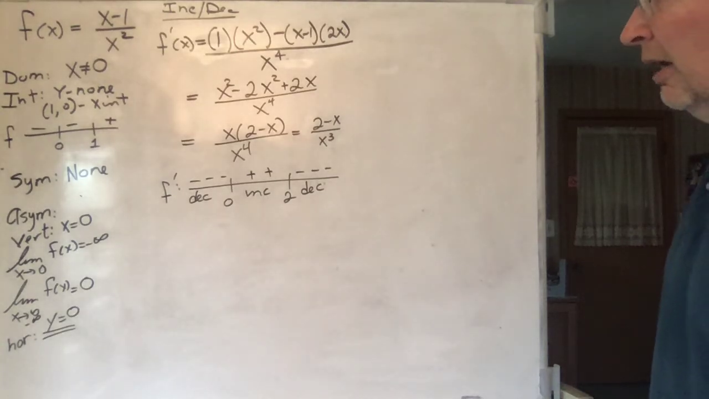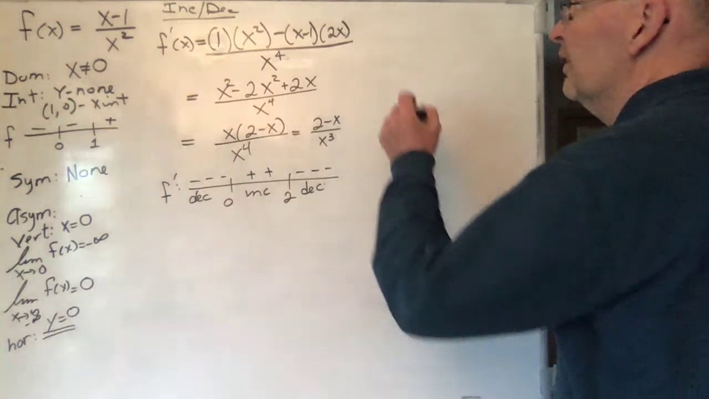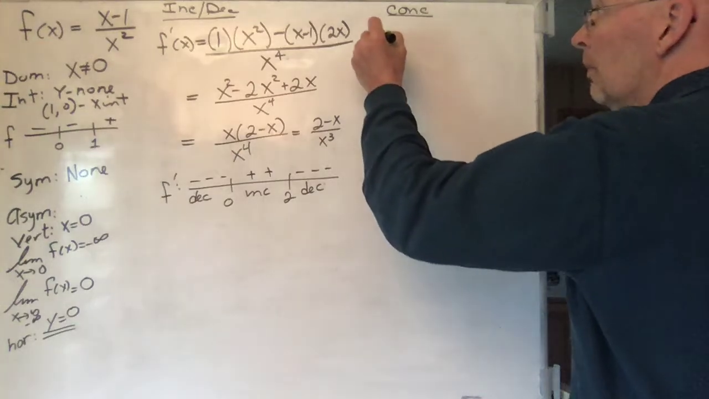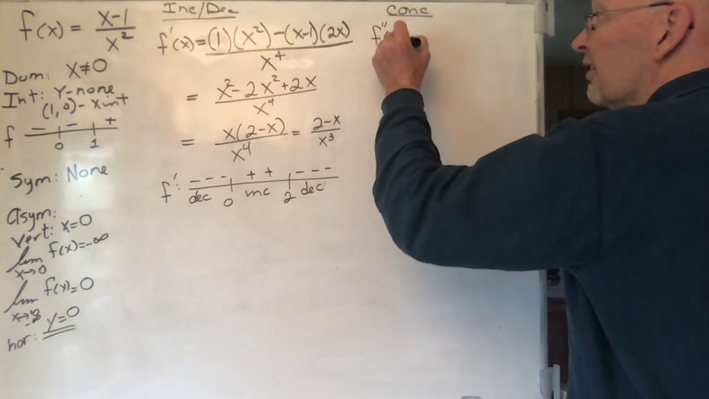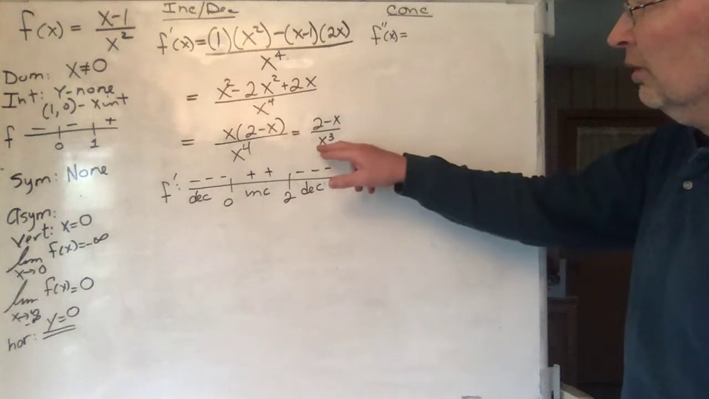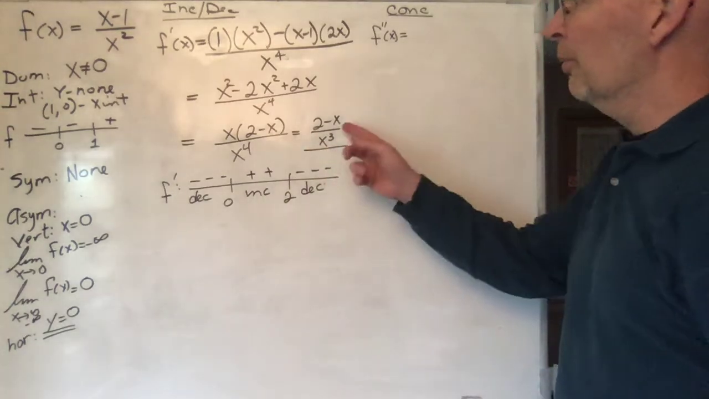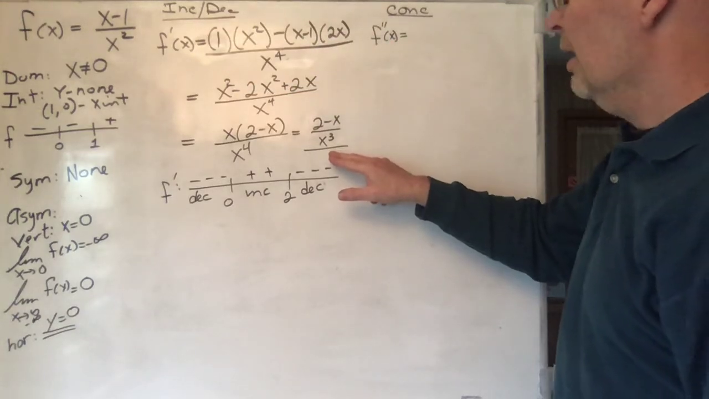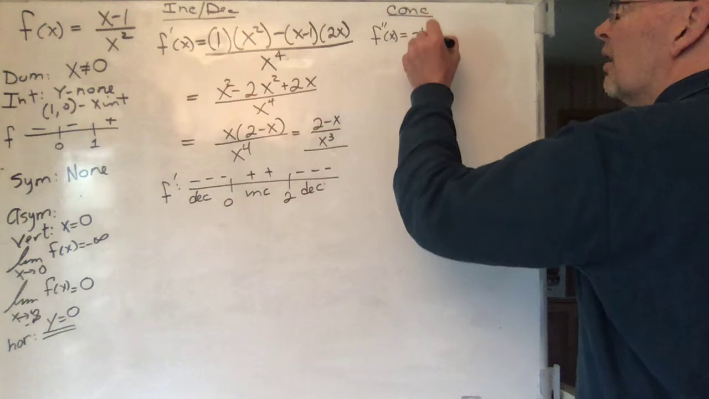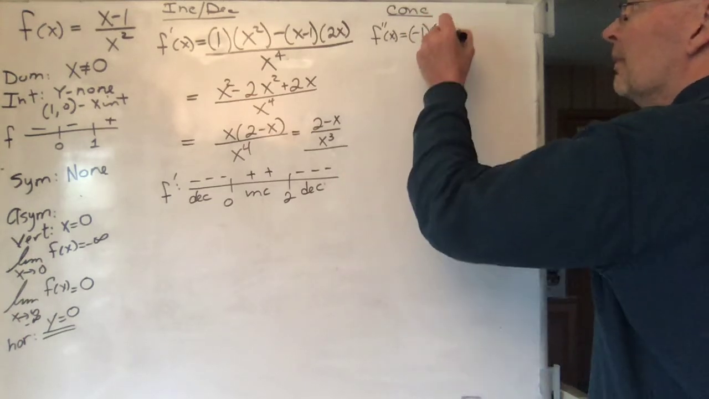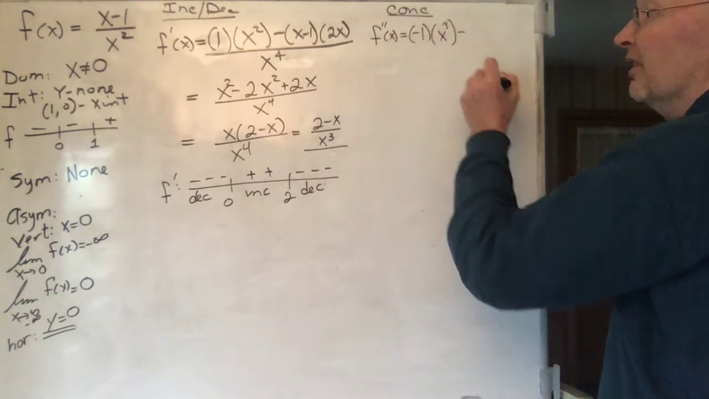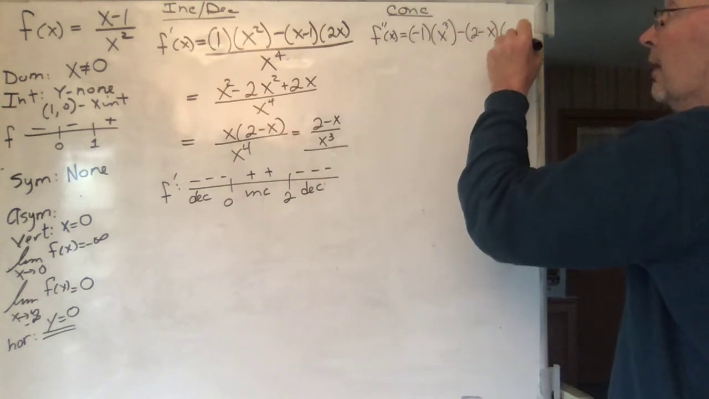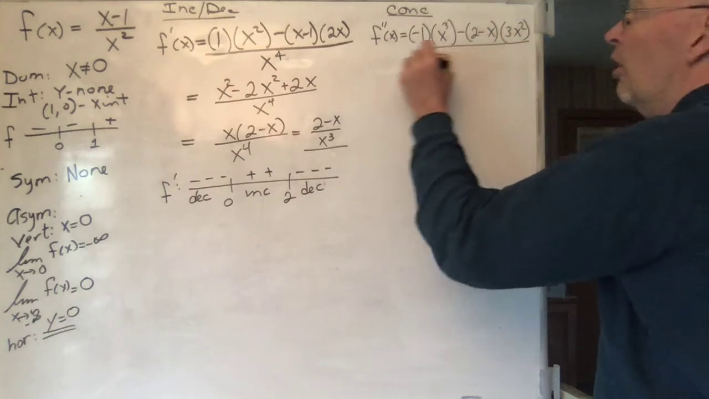Okay? Now let's go ahead and take the second derivative up here. So this is going to be for concavity. So f double prime of x is equal to, we'll use this right here. Notice why it's so important to simplify. You'd hate to take the derivative of this thing. Much easier here. Take the derivative of the top times the bottom minus the top times the derivative of the bottom all over the bottom squared.